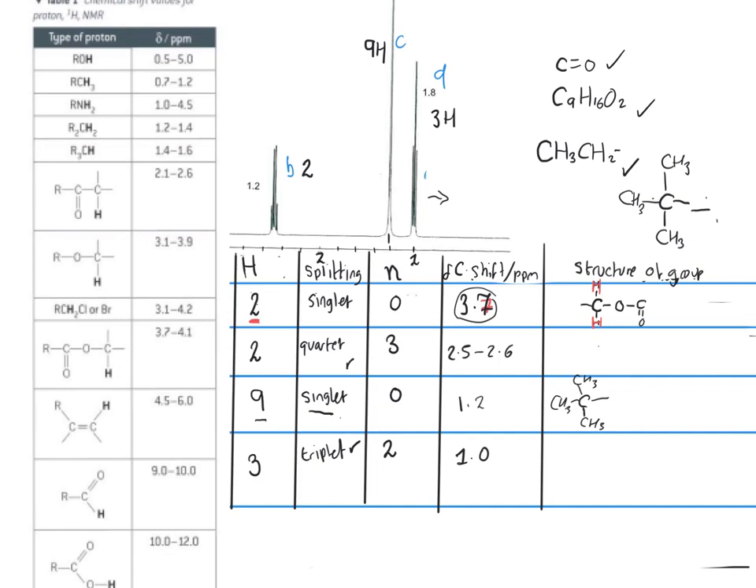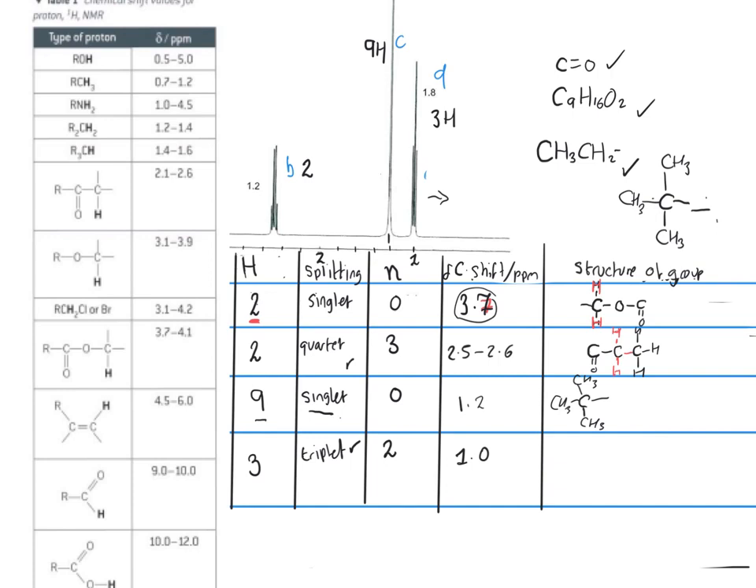So we just know that it's next to a carbon with a double bond oxygen. We know that there are 2 of these protons, and we also know that they are right next door to a carbon that's got 3 hydrogens because their signal has been split into 4.